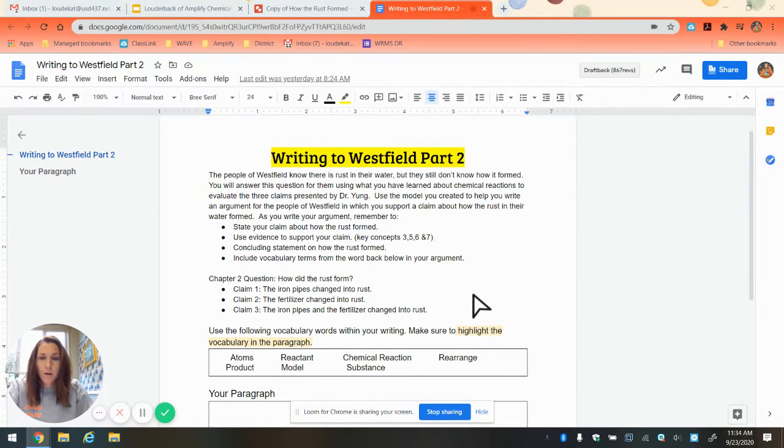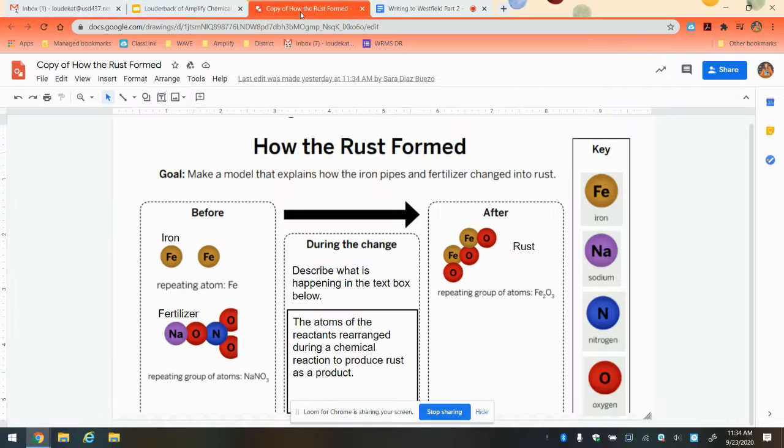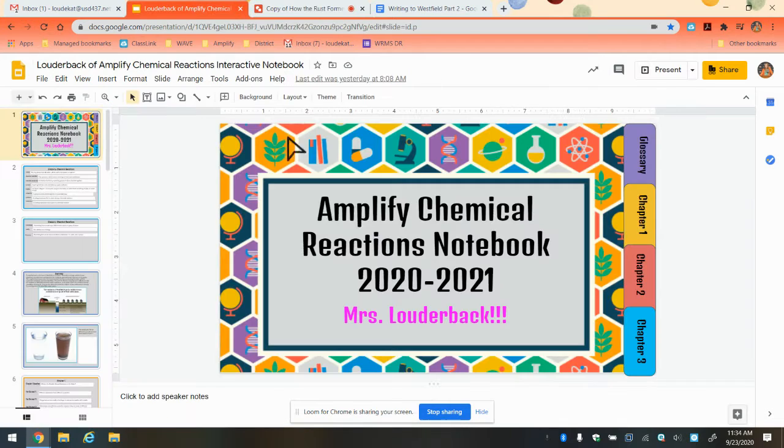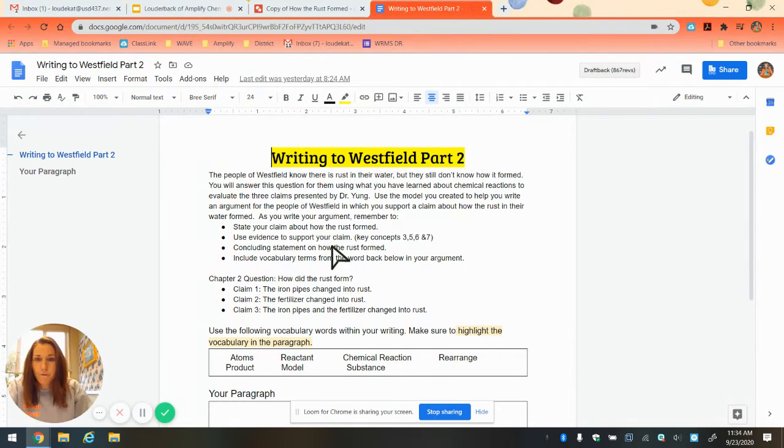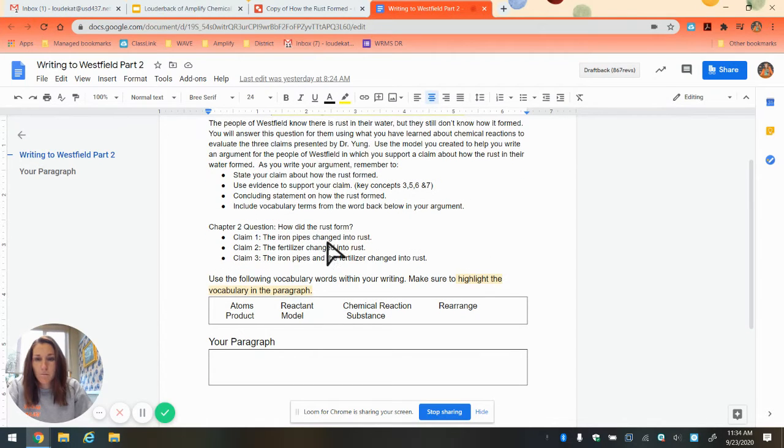Okay, so there are two things that you really need to have up when you are writing your paragraph today. You need your little model of how the rust formed completed, and you need your Amplify notebook so that we can pull from our key concepts. All right, so the first thing we need to do to write our argument is to state the claim on how rust formed. There are three claims to pick from.